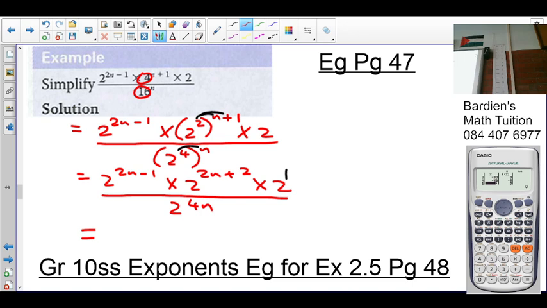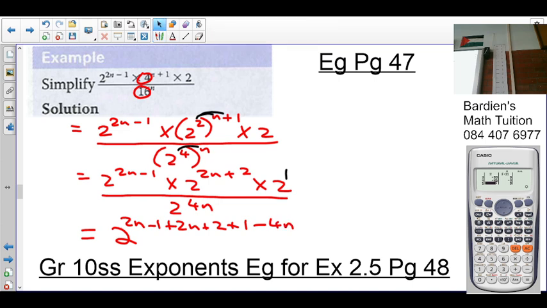Again, what's the rule when we're multiplying and the bases are the same? Add the exponents. When we divide, we subtract the exponents. Okay, so that will be 2n minus 1 plus 2n plus 2 plus 1 minus 4. Okay.